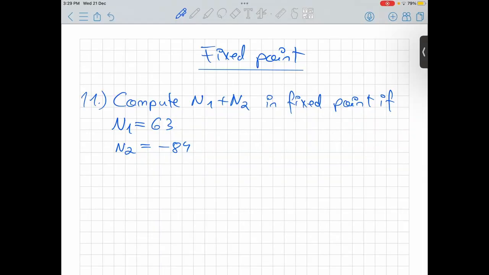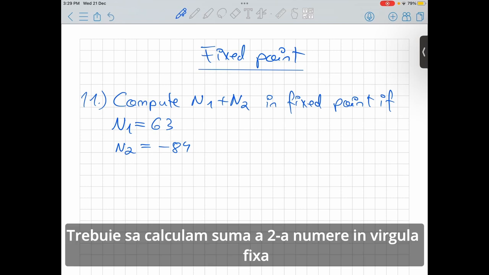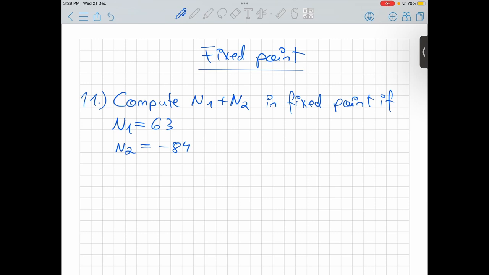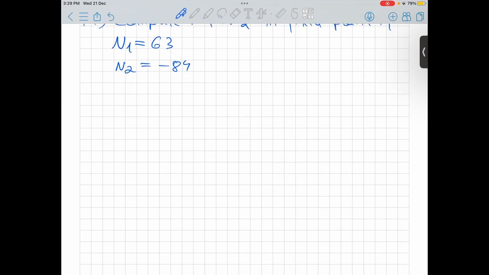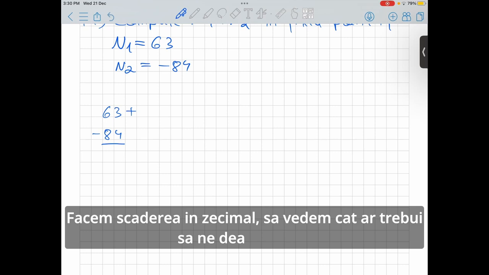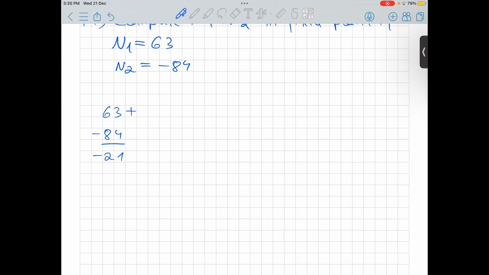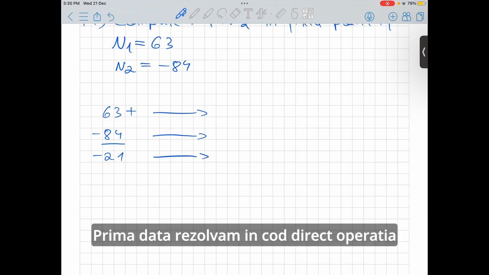Okay, we have the following exercise where we need to compute n1 plus n2 in fixed point, if we know that n1 is 63 and n2 is minus 84. Okay, so let's write them again down here. We know that this computation should theoretically give us minus 21. We will firstly do this computation in direct code.